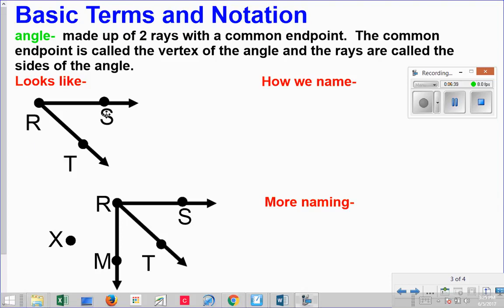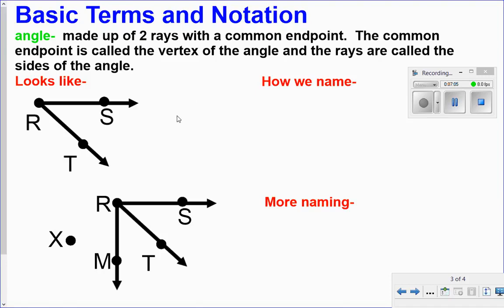Okay, so here we have this angle that we're going to take a look at. When we're naming an angle, there are a couple of ways to do that. Generally, you use 3 letters, and you have to have the vertex in the center of those 3 letters. So one way I could name this angle is angle, and that's my symbol for an angle, going in order, starting with S, then over to R, and then down to T. So we would call this angle SRT.